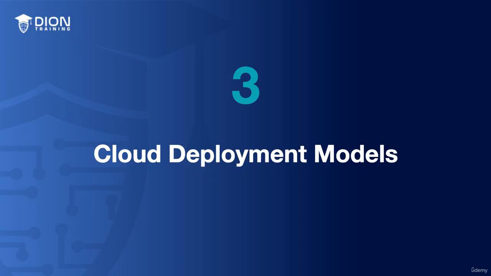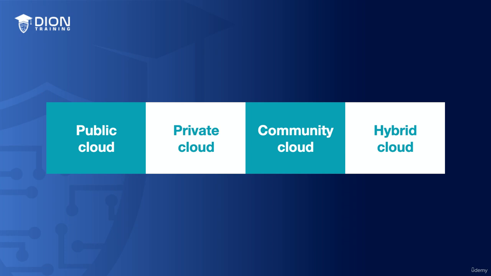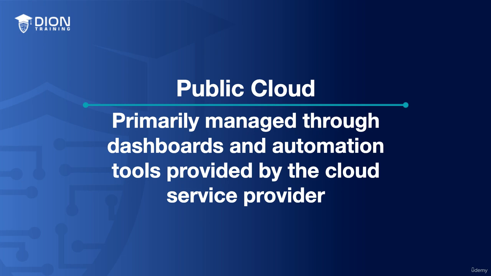Finally, we need to discuss the 4 cloud deployment models and how technical operations are conducted within them. These models include public, private, community, and hybrid cloud deployment models. First, we'll start off with the public cloud. Public clouds are primarily managed through the dashboards and automation tools provided by the cloud service provider. These dashboards provide us with the ability to monitor, automate, and integrate various cloud services from a public cloud vendor into a single management tool that our organizations can utilize to conduct our daily operations and support the cloud environment.